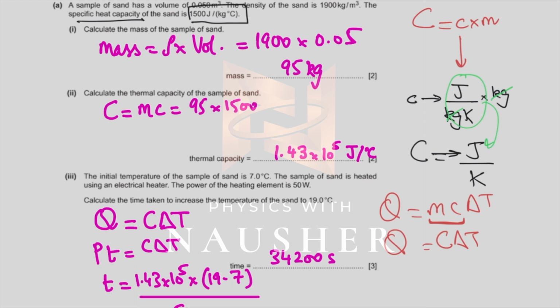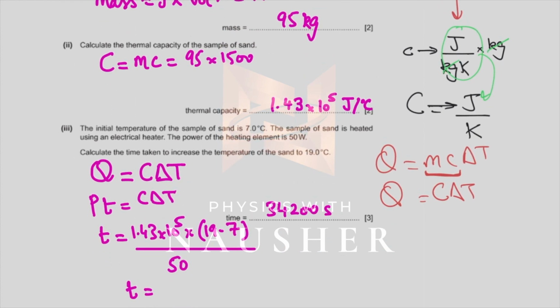So the time will come out from 1.43 into 10 raised to power 5, which is your heat capacity or your thermal capacity. The temperature difference is 19 minus 7 and the time we have to calculate and the power that they've given is 50. So this 50 will be divided below and you will get your time as 34,200 seconds. Again, your calculator will give you a big answer. You have to round it off to 2 to 3 significant figures. So if somebody wrote 34,000, that's also acceptable. And because they did not mention, I'm leaving the time in seconds. You could convert it into hours if you wish to.